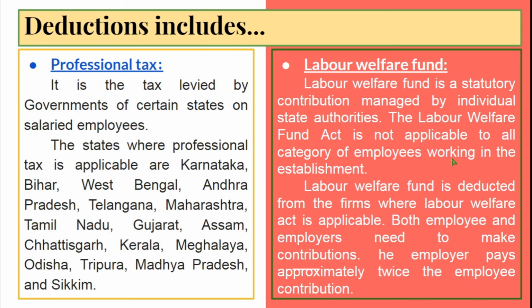This act has been implemented only in 16 states out of 37 states, including Union Territories. The Labor Welfare Fund is not applicable to all categories of employees working in the establishments. It depends upon the wages earned and the designation of the employee who will fall under this category. All right. Also, one needs to check the total number of employees working before extending this act to their establishment. Labor welfare funds are deducted from the firms where the Labor Welfare Act is applicable. Both employees and employers need to make contributions.